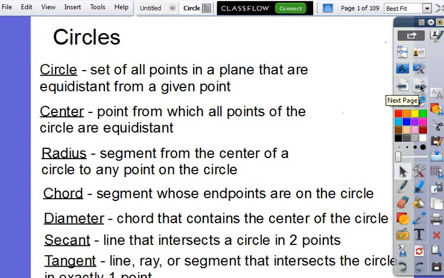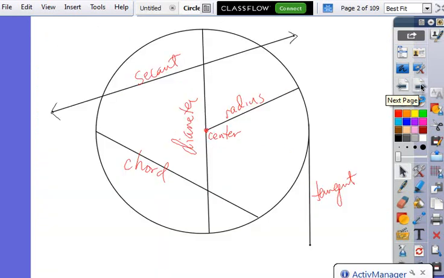Alright, here's a diagram of what they would look like. You've got your center in the middle there. The radius, again, goes halfway across. A chord starts and stops on the circle. Diameter starts and stops on the circle, but has to go through the center. The secant is the line that goes through the circle and hits it twice. And tangent can be a segment like it is here. It could be a ray like that. Or it could be a line the whole way going through. But it can only touch it once.